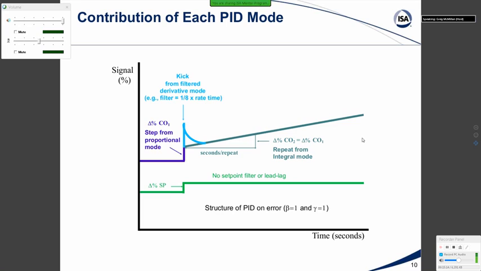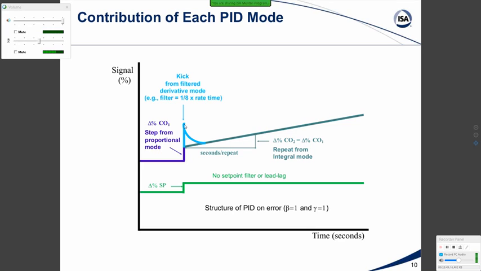Here we look at the reaction of the PID output to a set point change, and this is for a structure PID on error. So we're going to see the effect of all the modes on the set point change, and we're not going to see the effect of feedback of the measurement, because maybe a block valve is closed. We're just going to see the reaction of the PID output in terms of the three modes to a set point change. And here we get a step in blue from the proportional mode.